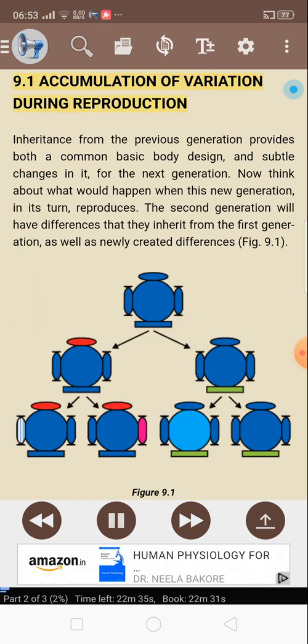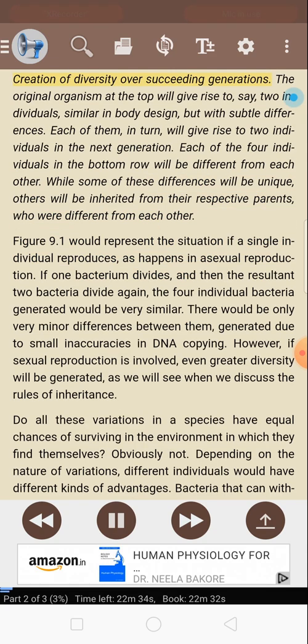9.1 Accumulation of variation during reproduction. Inheritance from the previous generation provides both a common basic body design and subtle changes in it for the next generation. Now think about what would happen when this new generation, in its turn, reproduces. The second generation will have differences that they inherit from the first generation, as well as newly created differences. Figure 9.1. Creation of diversity over succeeding generations.